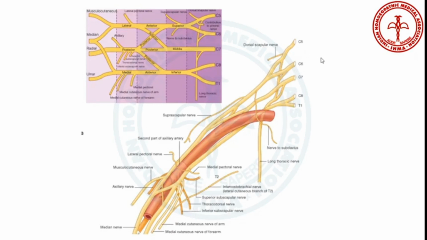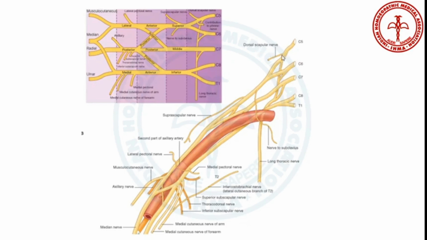Roots means on either side of the neck, on the right side and left side, you can expect the roots C5, C6, C7, C8 and T1. So these are the cervical spinal and first thoracic spinal segments which contribute to the formation of the brachial plexus. This is present on either side. From the right side, it will come to the right arm, from the left side, it will come to the left arm respectively.